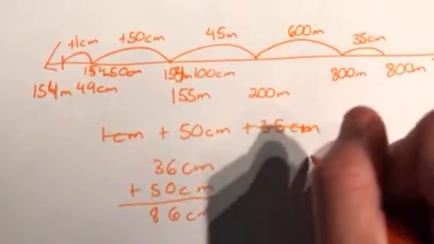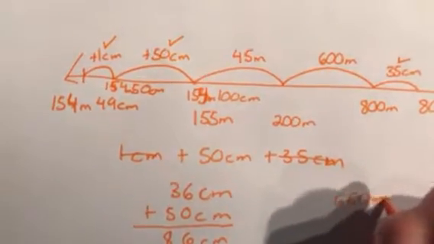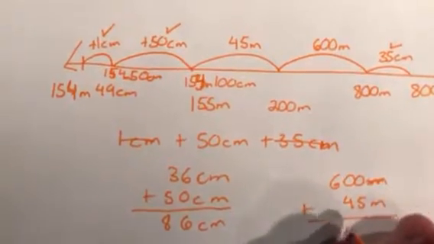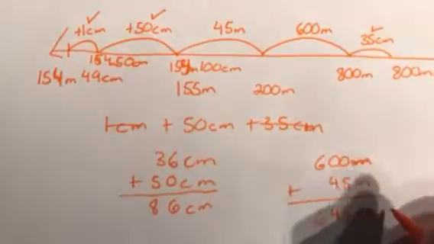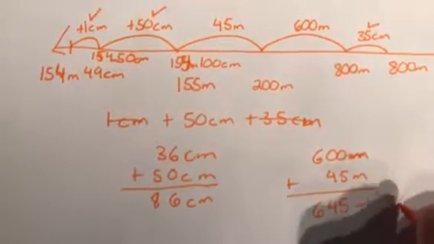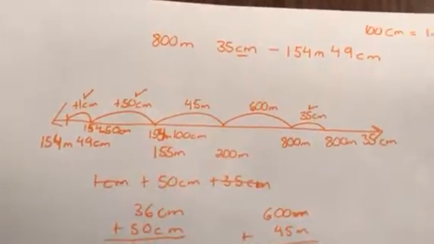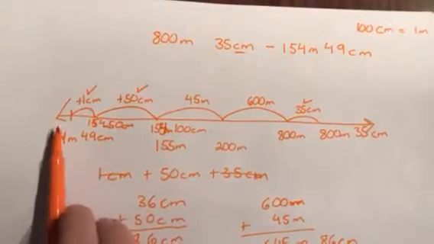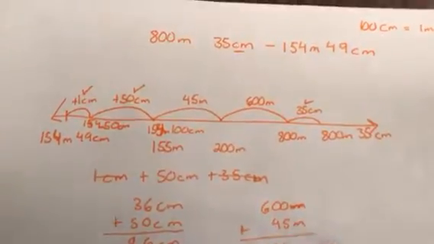Now I'm going to add my meters. So I added this one, and this one. So I'm going to add my 600 meters plus 45 meters. I'm going to get 645 meters. Plus my 86 centimeters is 645 meters plus 86 centimeters. So as I jump on my number line, I'm just jumping to a number that gets friendly for me to work with, so that I can do my subtraction by adding up to get to the final answer. And I add up all my pieces to get to my answer.